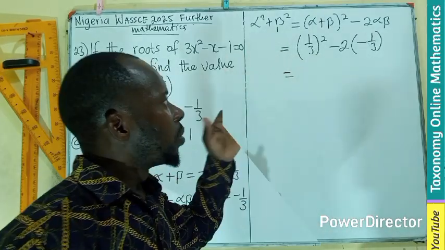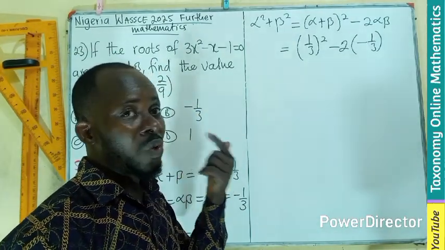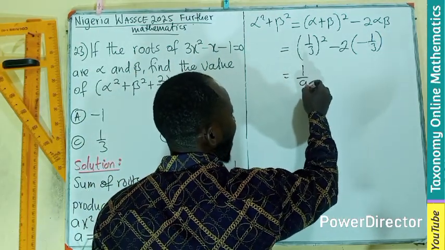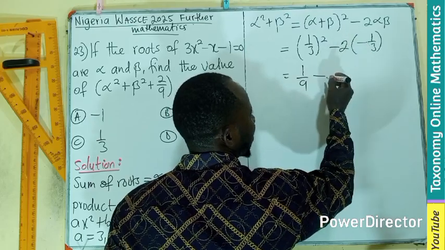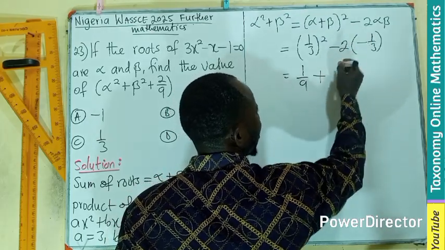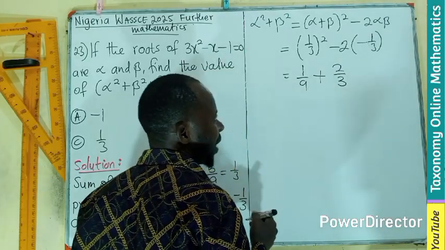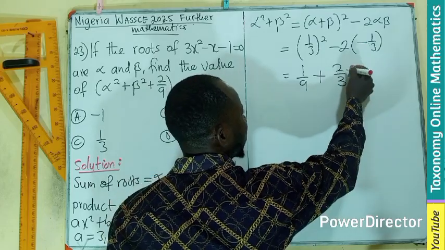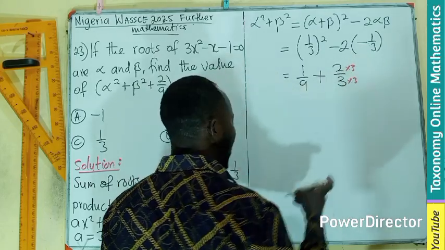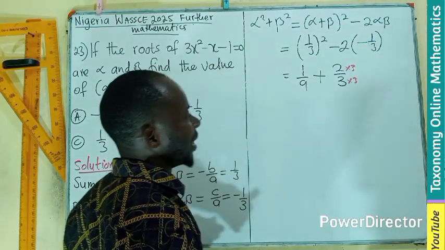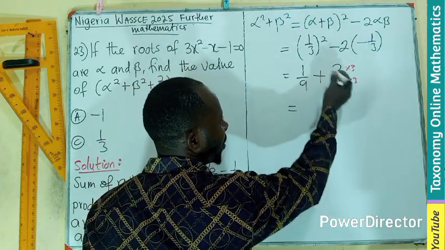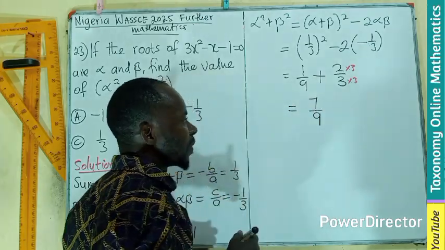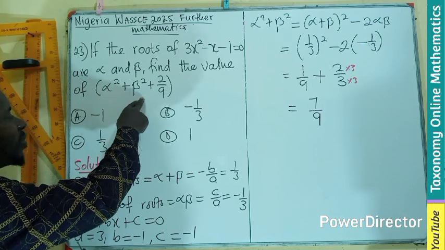Now that we have this, we can square the 1 and square the 3, and that will give you 1 on 9. This is minus times minus, which gives you plus, so that will be 2 on 3. Finding the LCM, we multiply by 3 on top and bottom so that we have the same denominator of 9. If I compute that, I should have 1 plus 6, 7 divided by 9. That is for only the first part of it.